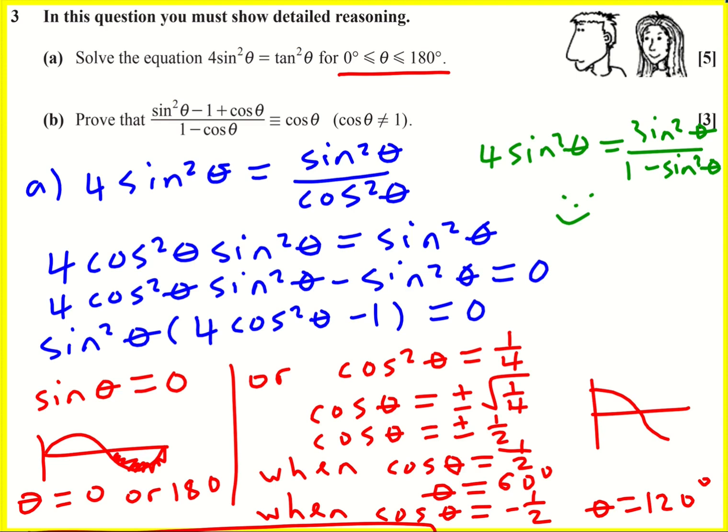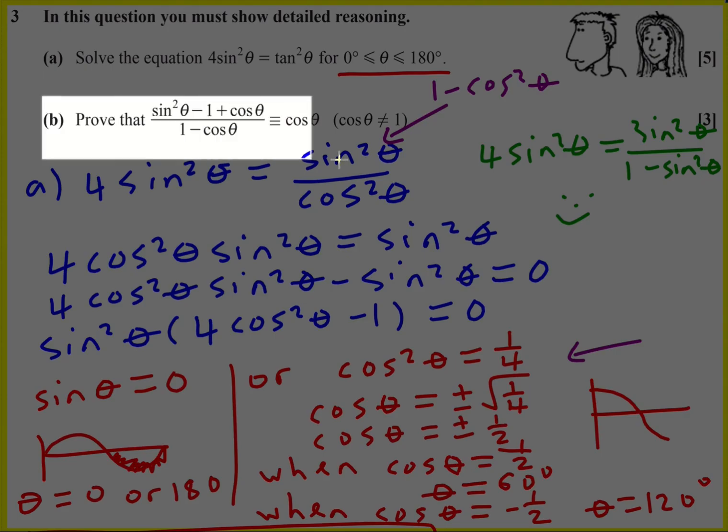So that's another method. You could also change sine squared theta to 1 minus cos squared theta and do something similar there as well. I would argue the way I've shown is the quickest. I don't get a quartic. I can just factorize out and get the answers. But I just wanted to talk about those other methods.